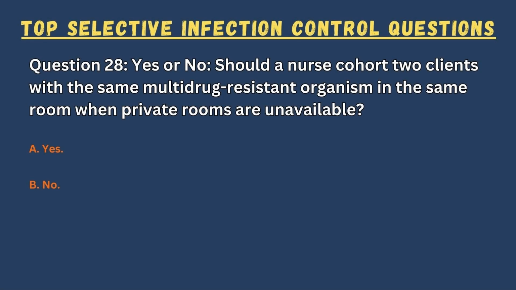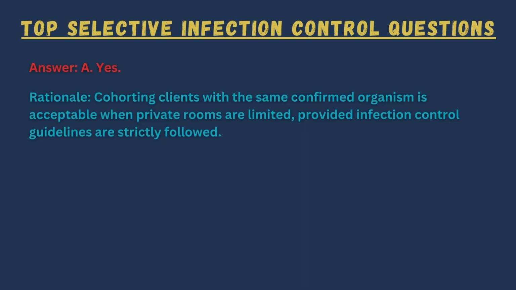Question 28. Yes or no? Should a nurse cohort 2 clients with the same multi-drug-resistant organism in the same room when private rooms are not available? A. Yes. B. No. Answer: A. Yes. Rationale: cohorting clients with the same confirmed organism is acceptable when infection control guidelines are strictly followed.